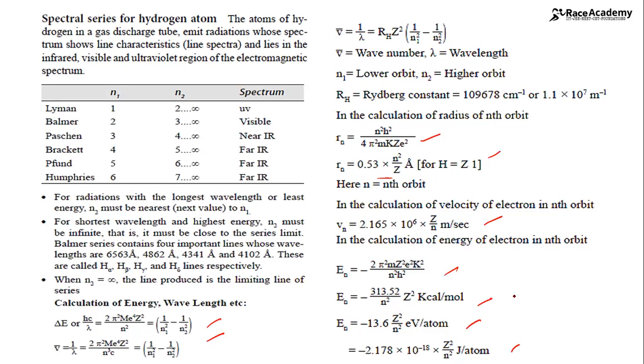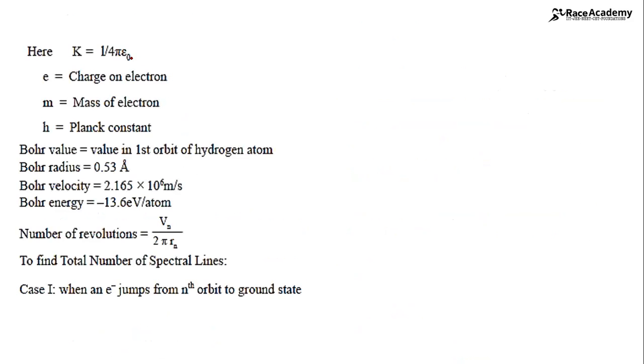In that, whatever the k is in this expression, that k is given as 1 by 4 pi epsilon naught, where epsilon naught is the permittivity constant. And e is the charge of the electron, m is the mass of the electron, and h is Planck's constant. The permittivity constant is 8.9 × 10 to the power of minus 12, which will be substituted. And Bohr's values for the first orbit of hydrogen: the radius is this one, and Bohr's velocity is 2.161 × 10^6 meter per second. Energy is minus 13.6 electron volts per atom. The number of revolutions is v by 2 pi r.